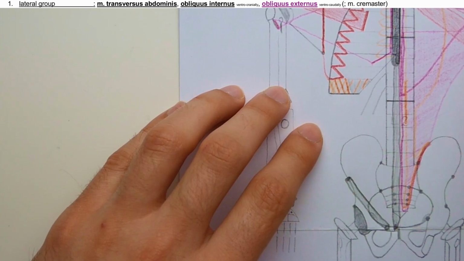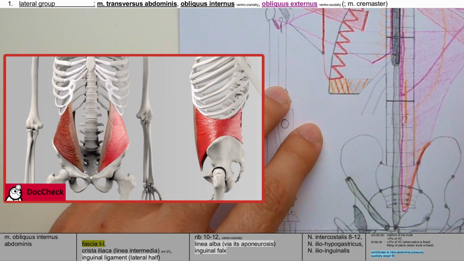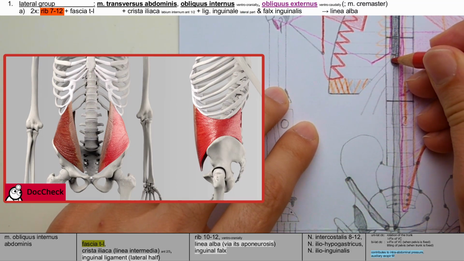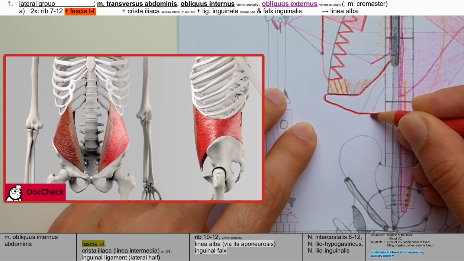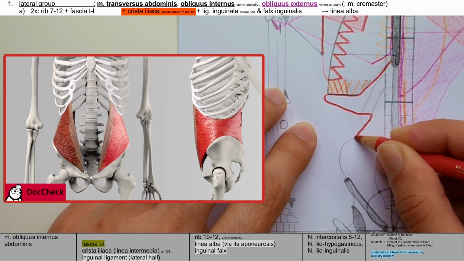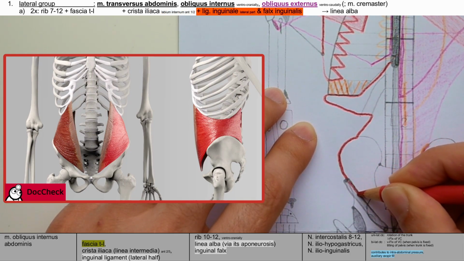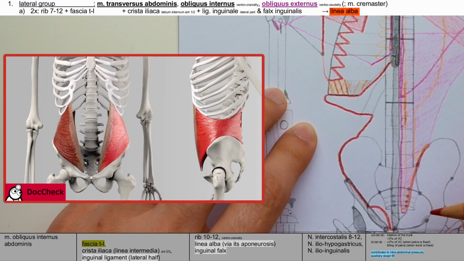Now we start with the lateral abdominal group. The musculus transversus and obliquus internus have, to put it simply, the same muscle-bone connection. We draw it by starting next to the linea alba with rib 7. Then we go towards rib 12 via the fascia thoracolumbalis to the crista iliaca, and finally from the lateral part of ligamentum inguinale and falx inguinalis back to linea alba.